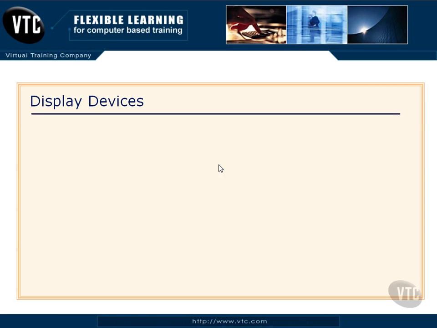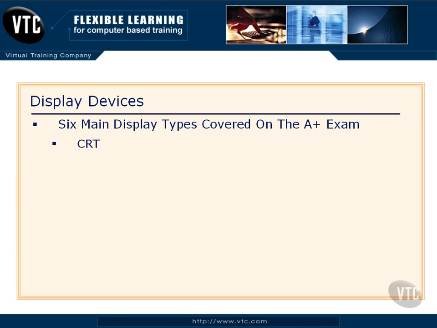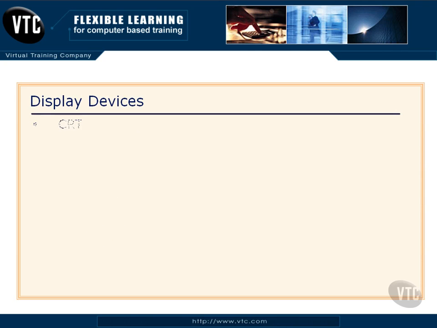On the A+ exam, you will be expected to know about the major categories of display devices that are used. What we're talking about here are the monitors that we use with our computers and the technology that's used to create the displays or the monitors that we use. Now there are 6 main display types that are covered on the A+ exam, and here they are. First of all, there's the CRT, the LCD, the LED, plasma, projectors, and OLED. So let's take a look at each one of these individually.